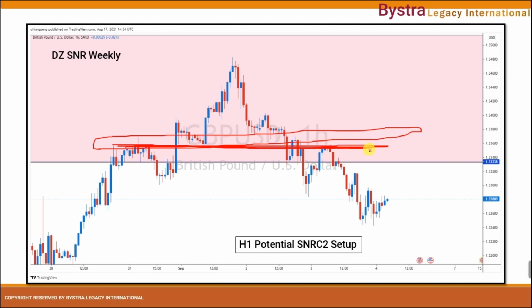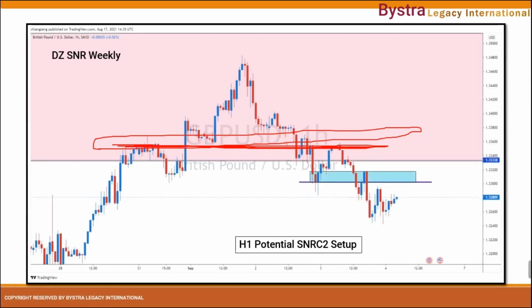Next, as we can see here in the H1 time frame, there is a potential SNRC2 setup. Can you see that, guys? Let me show it to you. There we go, this is the potential SNRC2. As I draw here, this will be our strong support. This will be our rally base drop. Then the price has broken this previous support, so it has broken the one, two support. Then it is a valid SNRC2 setup.